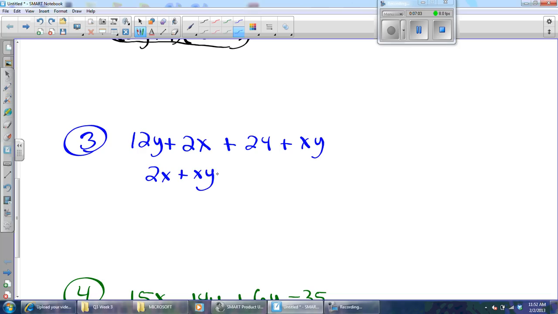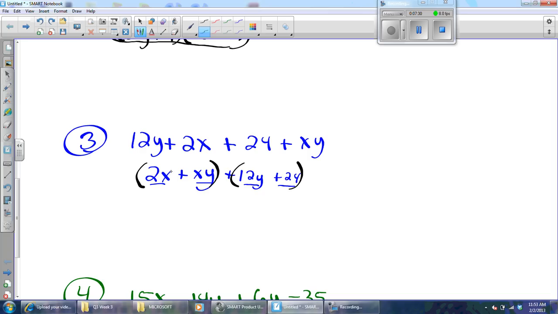All right. Then I'm going to put the 12y, I'll put the 12y and the 24. Do I have a GCF between these two? I sure do. Do I have a GCF between these two? I sure do.